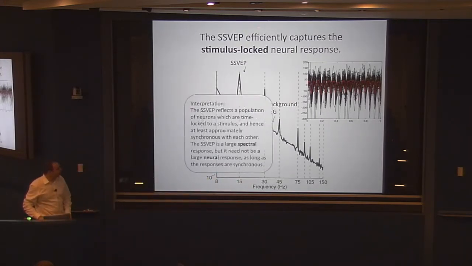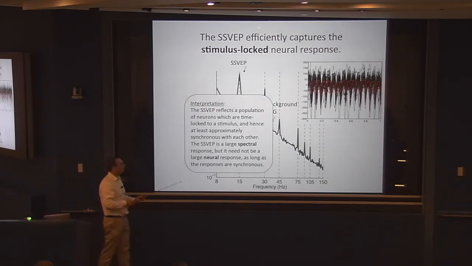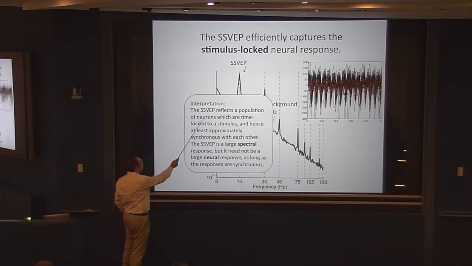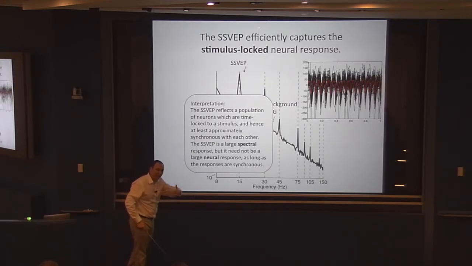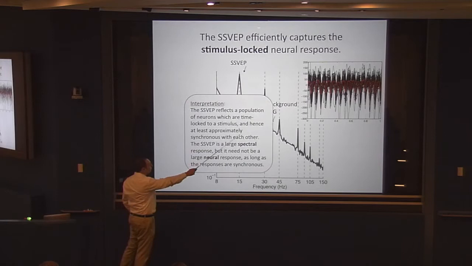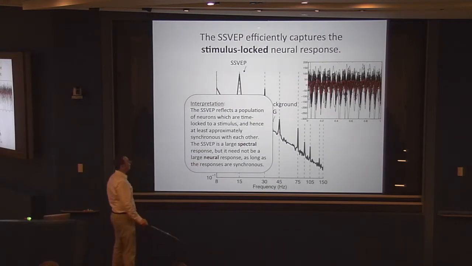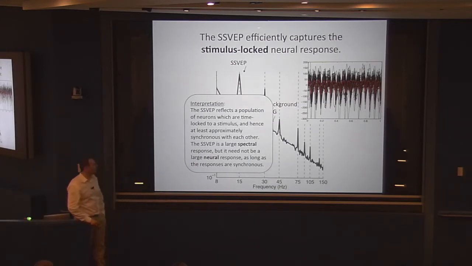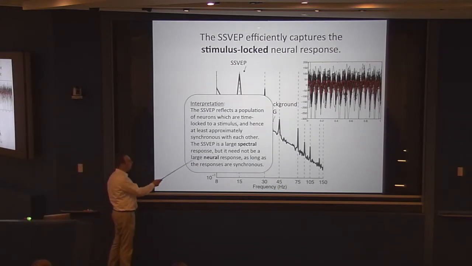So I want to do a little bit of interpretation, and this is partly to contrast with what's going to follow. The interpretation here is that the steady state visual evoked potential, we call it steady state because the stimulus is just flickering and the brain gets into a nice steady state where it's responding in the same way over and over, reflects a population of neurons which are time locked to a stimulus. Those are those peaks at the same frequency as the stimulus, and hence the neurons are at least approximately synchronous with each other. It's a very large spectral response, which you could see in the Fourier transform.